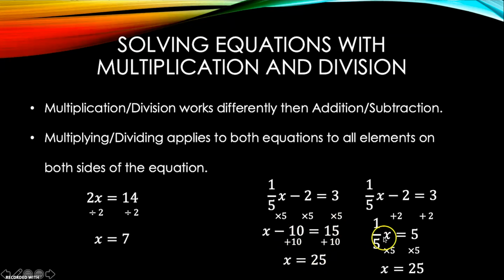Or alternatively, if we add first, now we have to do times 5 on both sides to get 1/5 x is equal to 5. Times 5 and times 5, we get x is equal to 25. As you can see, we got the same result. We just went about it in different ways.